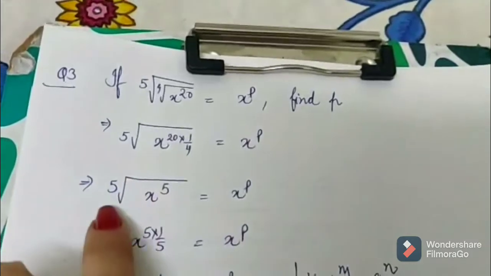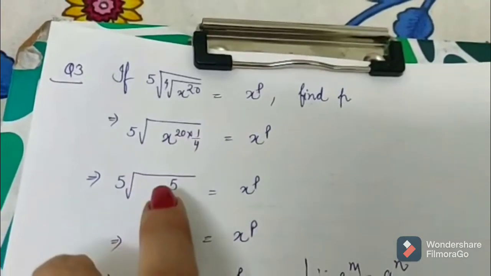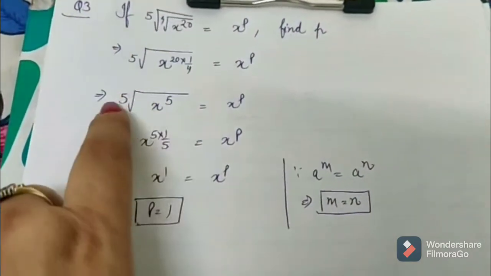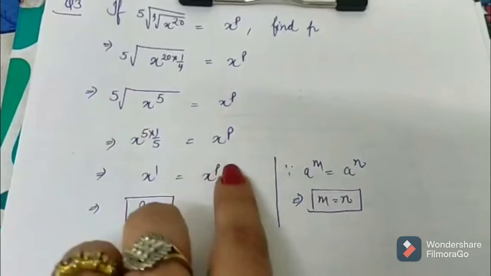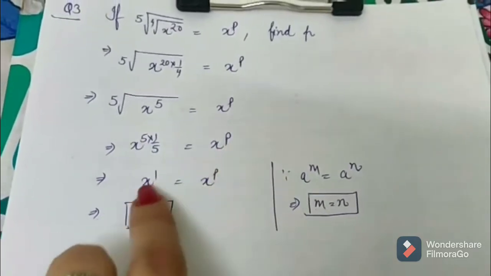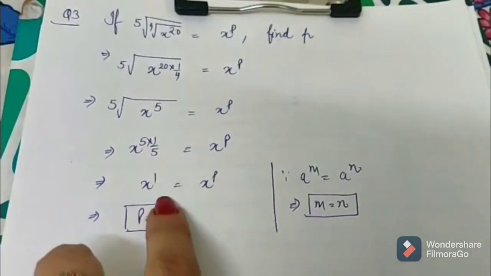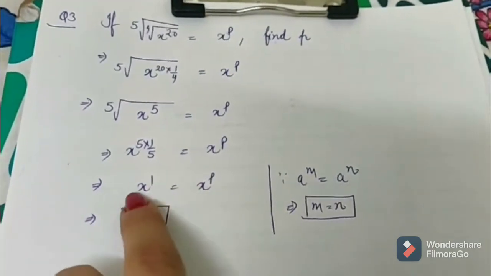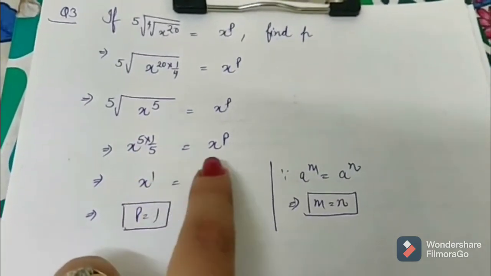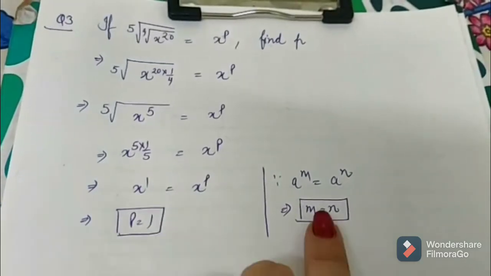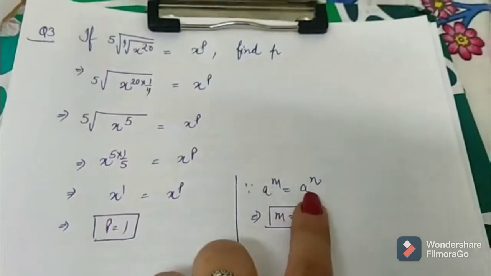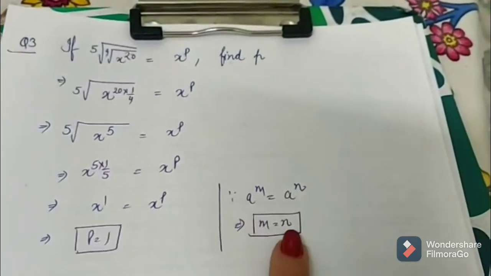Now fifth root of this is x raised to power 5 is equal to x raised to power p, यानी कि x raised to power 5 into 1 by 5, because it was fifth root, is equal to x raised to power p. It implies x raised to power 1 is equal to x raised to power p. Since the bases are same, powers are going to be equal to each other, so p is equal to 1. This is a raised to power m. When a raised to power m is equal to a raised to power n, then m is equal to n.